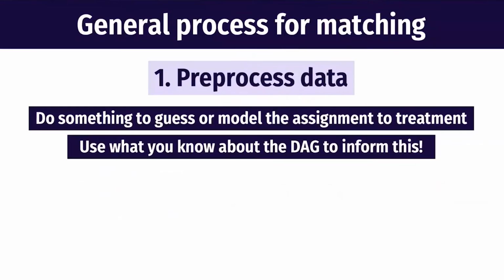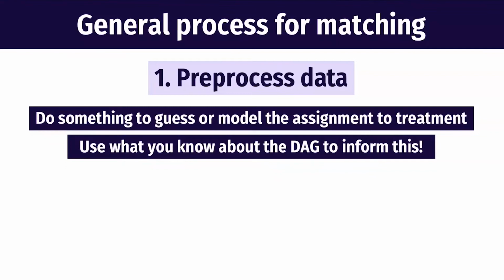And the neat thing about this is you can use what you know about the DAG to inform this. So if you know that this program was determined by age and by education, then you can figure out, using age and education, who got the program and who didn't. This is where you make the adjustments. So if we go back to the education and earnings example, where year and location and background were all confounders, if we match using those three confounders, then that will let us get the best comparison between people with treatment and people without treatment.